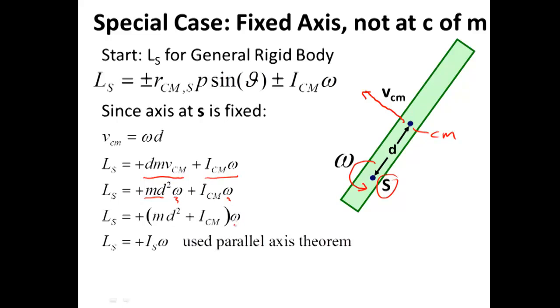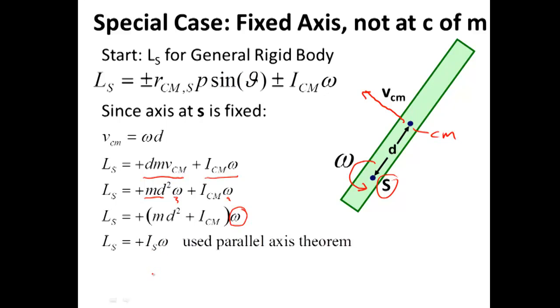So we can factor that out, and we have that the angular momentum about point S is m d squared plus I center of mass. Well, if you remember the formula for the parallel axis theorem, then you see that the angular momentum is equal to I about S, the moment of inertia about the point S, times the angular speed of rotation of the whole thing.